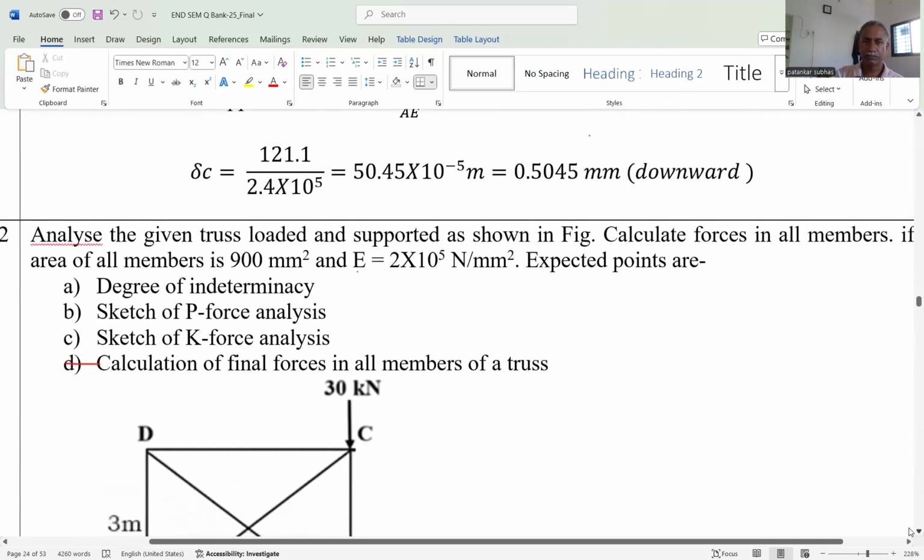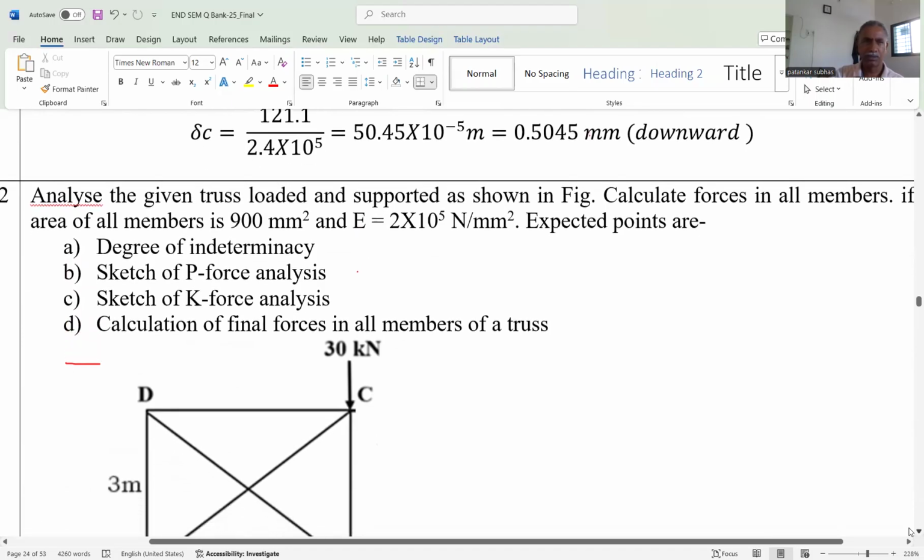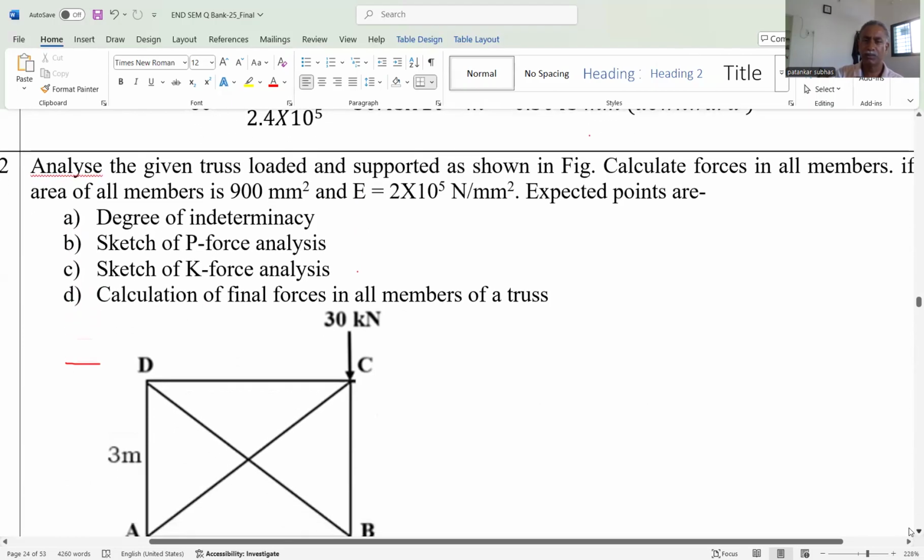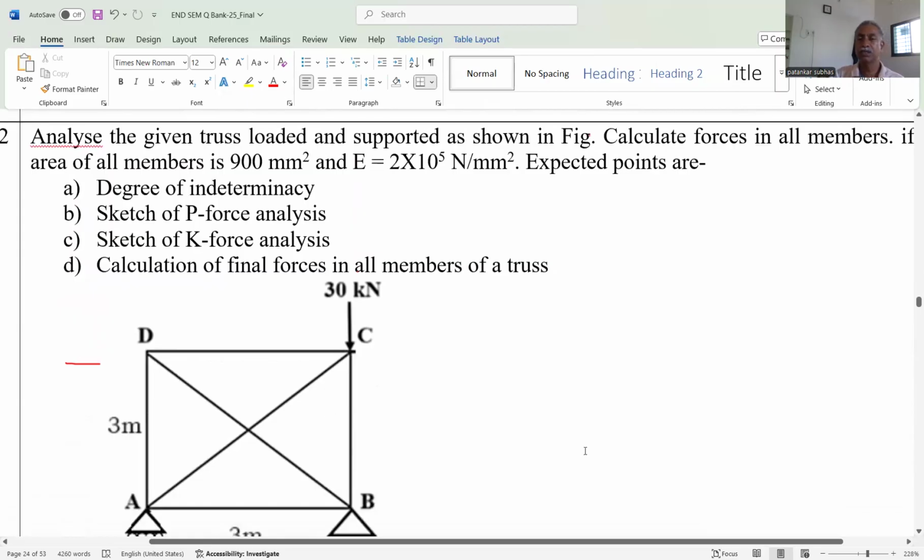Second problem, calculate force in all the members. Area is given, E is given, and again this is a similar problem, but here we can find out the forces in all the members because the truss is indeterminate. Generally we can find out the deflection in case of a determinate truss, and for an indeterminate truss we can find out the forces in all the members.